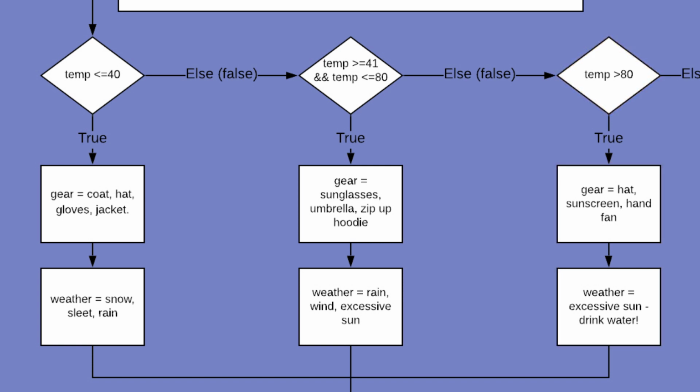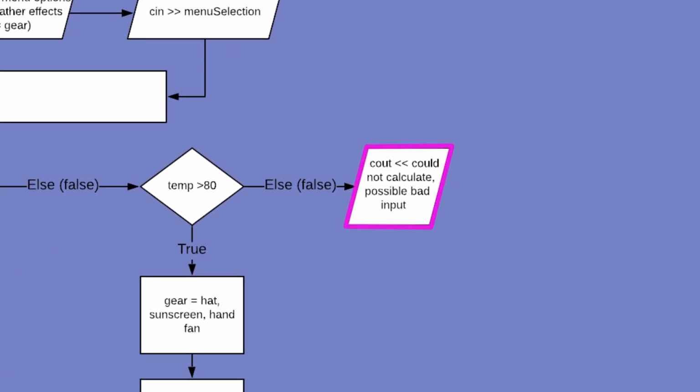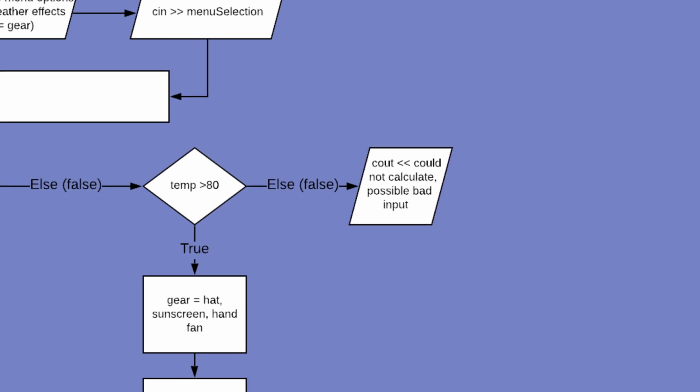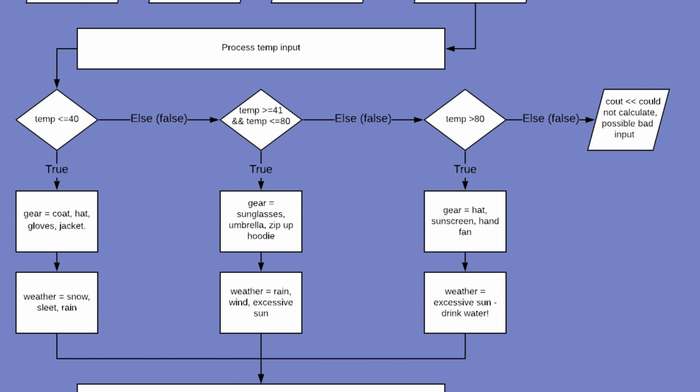Now, in the case that our final evaluation were to return false, we move on to our final else statement hanging out over here. This is just a cout statement that informs the user we may have gotten an incorrect input from them, so we couldn't process their request. Now, if you think about it though, pretty much any temperature that the user might put in, we have a condition that should catch it, right? Say, for example, they say it's like -10 outside, our less than or equal to 40 condition would catch that. If they say it's like 110 outside, our greater than 80 condition would catch that, right?